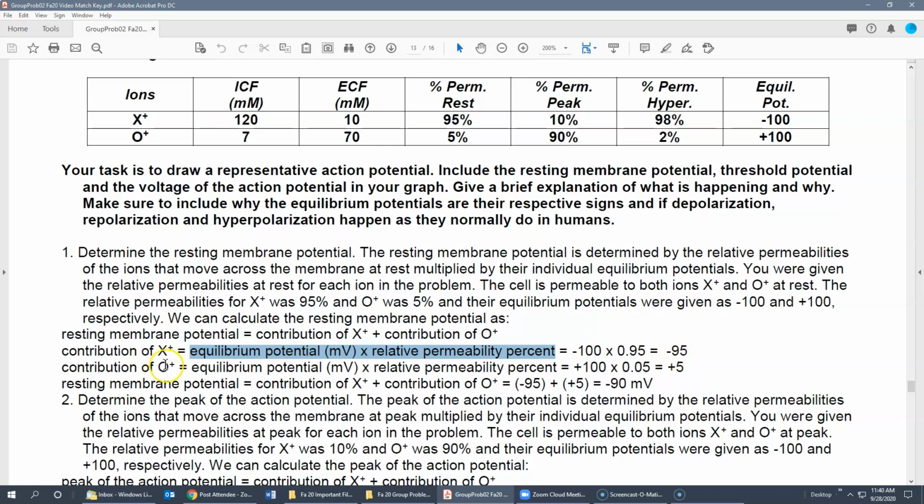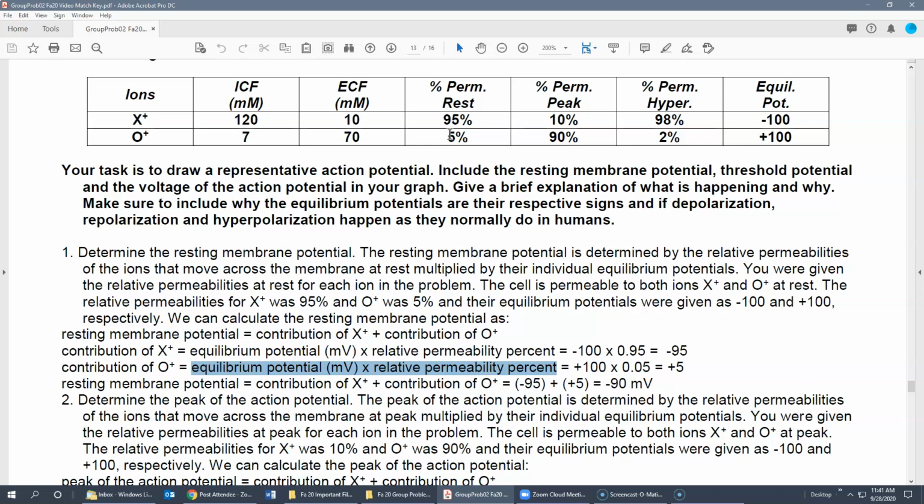You'll have to add the contribution of O plus. It's the exact same equation. Notice exactly the same, but we have to use different numbers from the table. So the equilibrium potential for O plus is plus 100. You see it up here. The percent permeability is 0.05. And this is, again, a place of caution. A lot of students are going to say, oh, it's 0.5, right? It's not 0.5, it's 0.05 because you got to divide by 100. So 5% divided by 100 to get rid of the percent is 0.05.